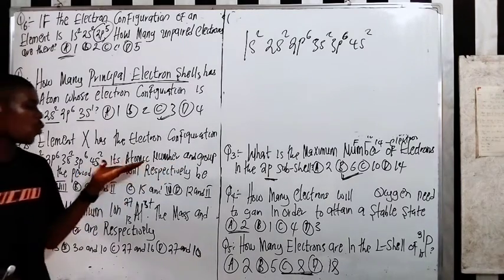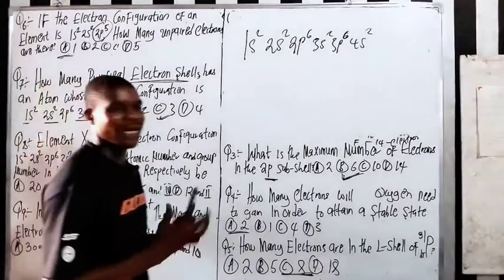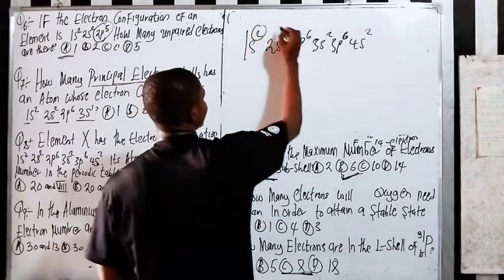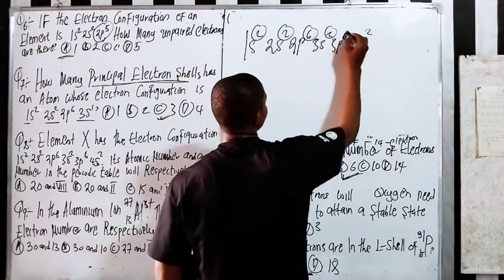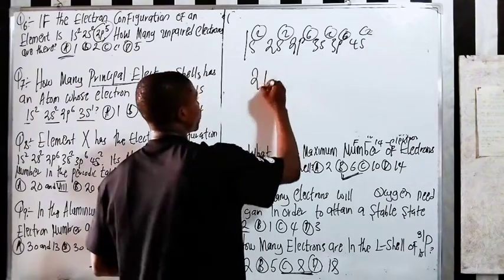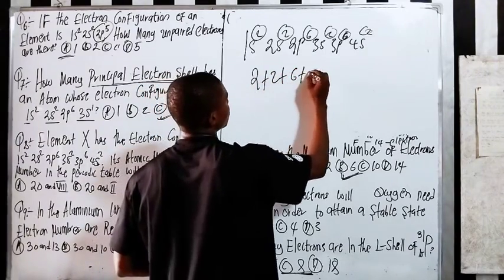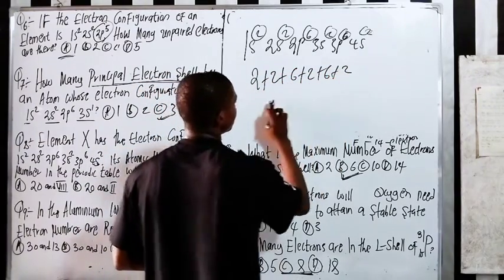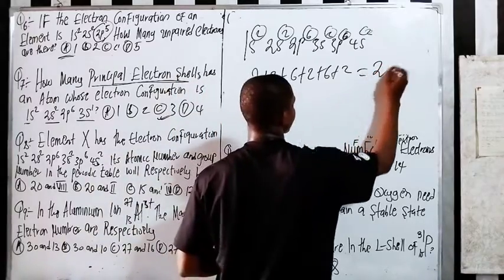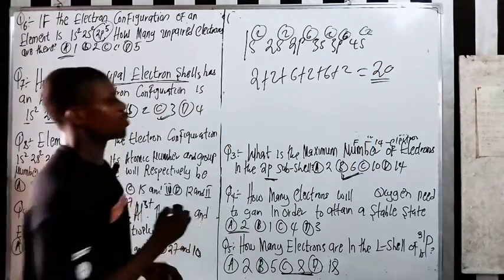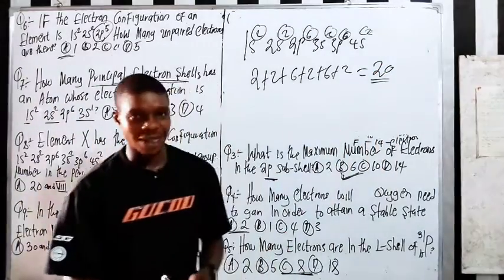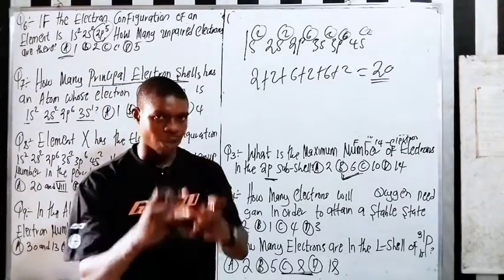So what is the atomic number? To get the atomic number, add everything here. 2 plus 2 plus 6 plus 2 plus 6 plus 2 gives you 20. Do you understand? So the atomic number is 20.